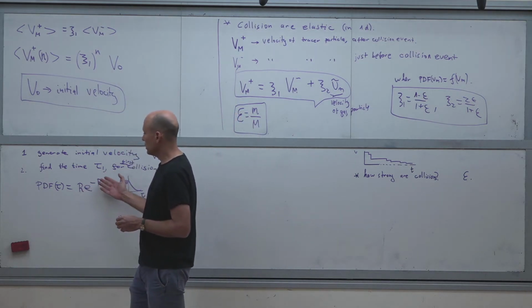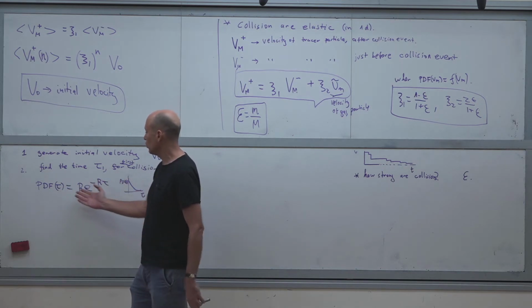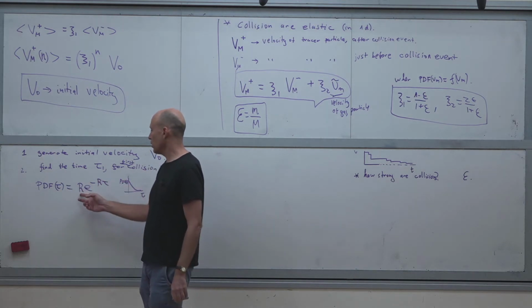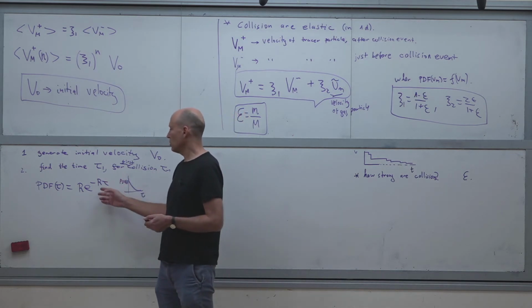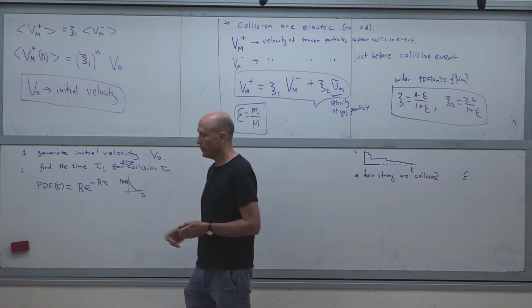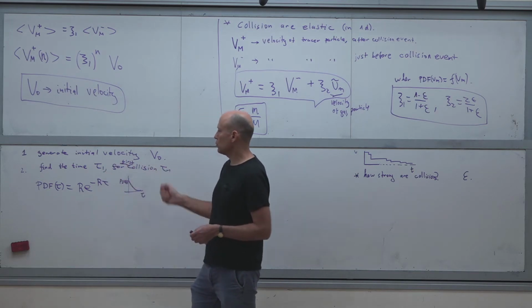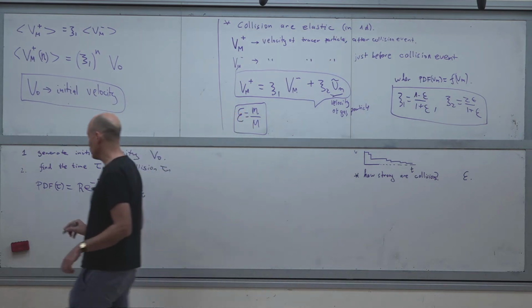And then you generate it. It's very easy to generate, let's say, on a computer, this tau 1. So if R is of order 1, then the average is, of course, 1. You use this and you generate this. Then you have the first collision.